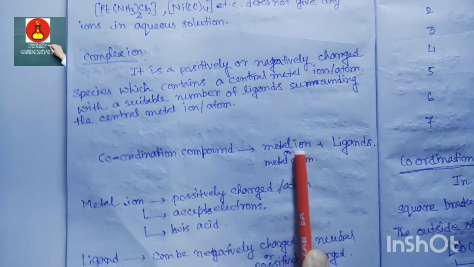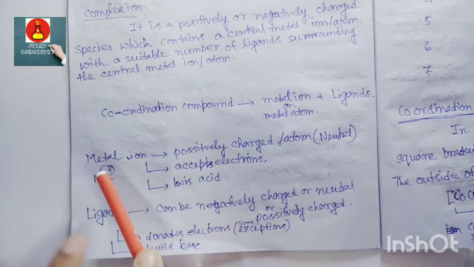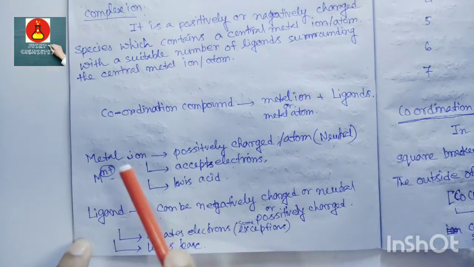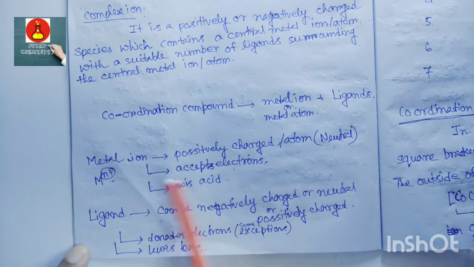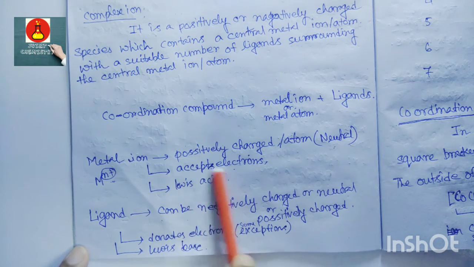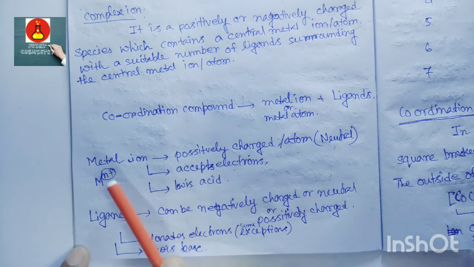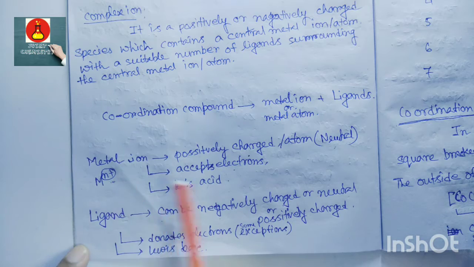Now, these coordination compounds are made of two parts: one is the metal ion, sometimes metal atoms, and the other is ligands. The metal ion is generally positively charged, sometimes neutral, and accepts electrons. So according to the Lewis acid-base concept, these metal ions accept electrons, that's why they are known as Lewis acids. Generally, a metal ion means M^n+, where n can be any integer. As they accept electrons, they are known as Lewis acids.